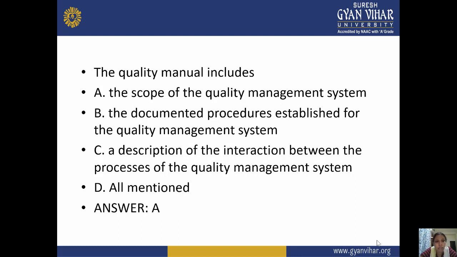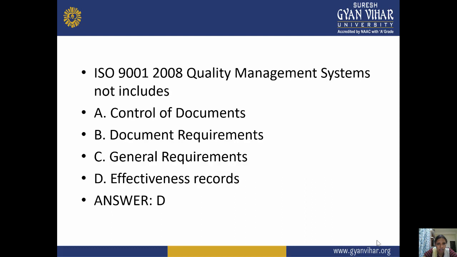Quality manual includes the scope of the quality management system, the documented procedures established for the quality management system, a description of the interaction between the processes of the quality management system, and all mentioned. So all mentioned is the correct answer. ISO 9001:2008 quality management system does not include the control of document requirement, journal requirement, or effectiveness control record. So answer D is correct. That is, the effectiveness record is not included in the ISO 9001:2008 quality management system.